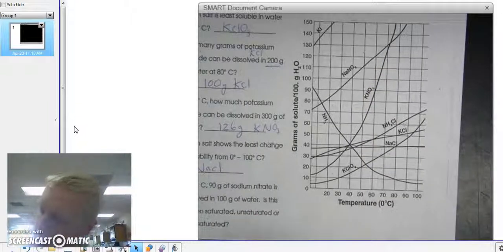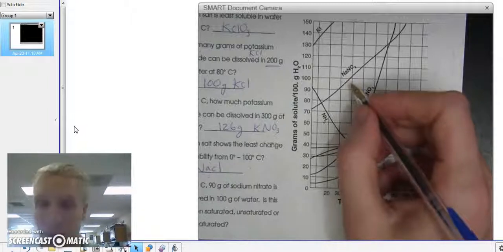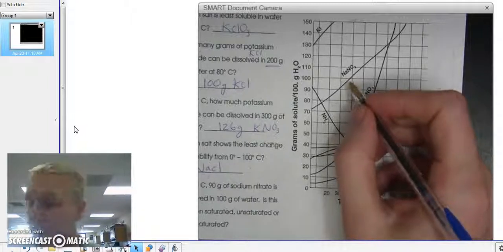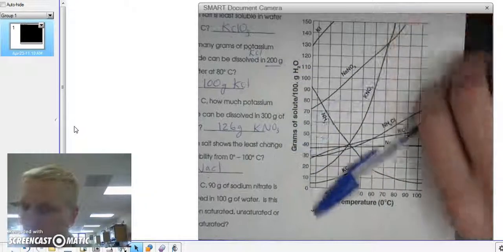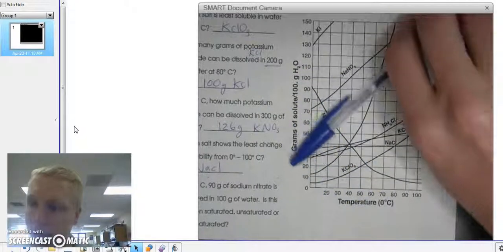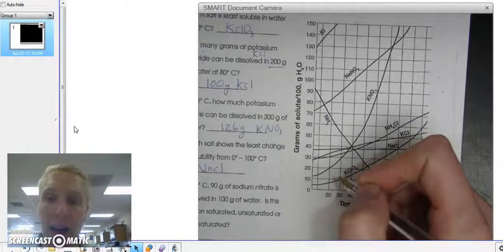If you're looking at unsaturated, unsaturated means that you still can add solute to it, meaning extra solute added will dissolve. And that's represented by everything below the line. All of this stuff, if you had a dot anywhere on here, it would be considered unsaturated for sodium nitrate.